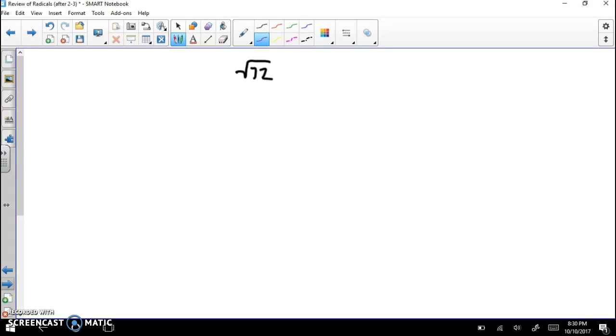Hey guys, in this video I'm going to be reviewing how to simplify a radical. So I'm starting with another example that's not in your notes, just so we have something new to talk about. And that's going to be the square root of 72. So if you want to write this down to the side or just kind of listen in if you need that extra review.